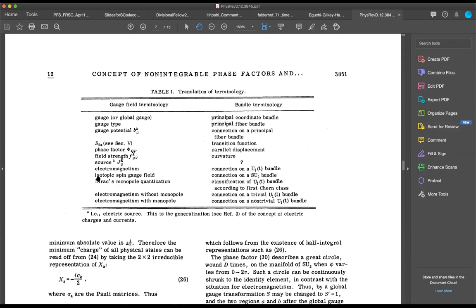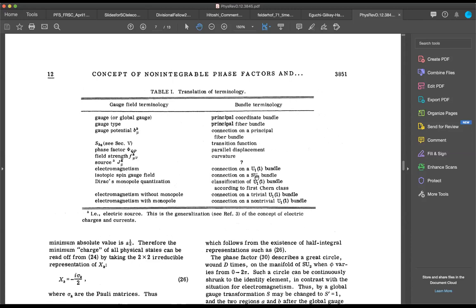What Chen Ning Yang called the isotopic spin gauge field is what in modern days we use in the standard model based on the SU(2) gauge group. What Yang had in mind in his paper with Mills is that gauging isospin is a way of getting the SU(2) gauge group. That's not the modern view anymore.